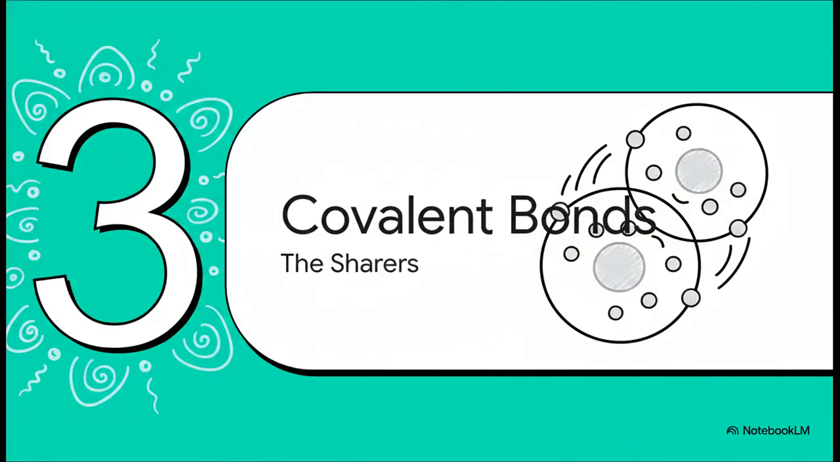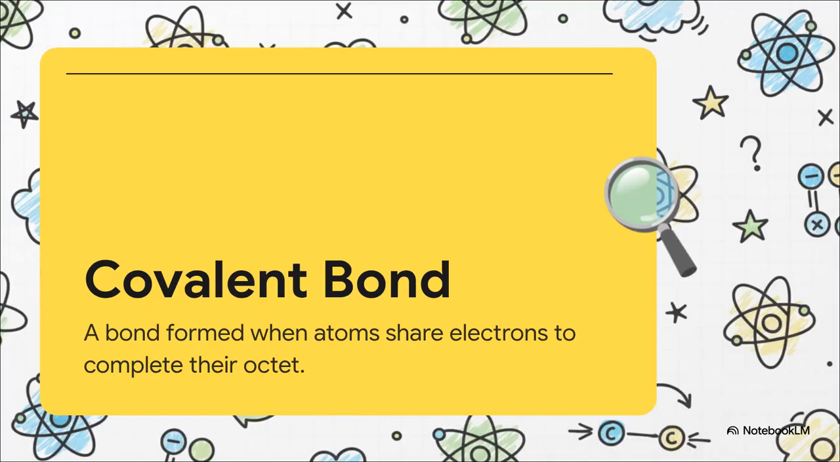Section 3. Covalent bonds, the sharers. But what happens when neither atom wants to completely give up an electron? Well, they compromise. A covalent bond is formed when atoms decide to cooperate and share electrons to complete their octet. Instead of a clear transfer, their electron clouds sort of overlap and merge together. And this sharing can happen in pairs of 1, 2, or even 3. Like 2 hydrogen atoms will share 1 pair of electrons for a single bond. Oxygen atoms, needing a bit more, share 2 pairs for a double bond. And nitrogen? It goes even further, sharing 3 whole pairs for a triple bond.